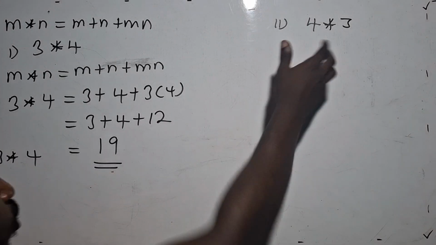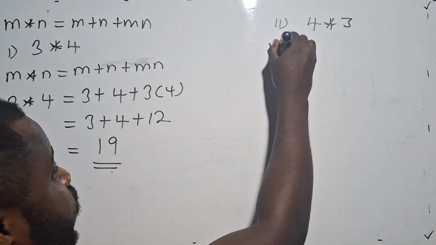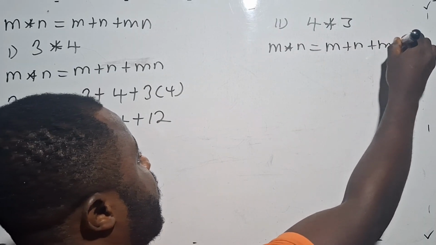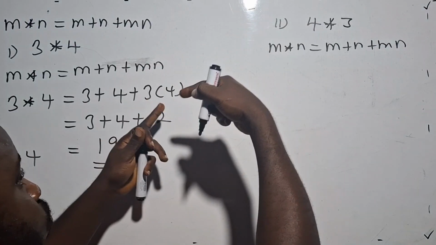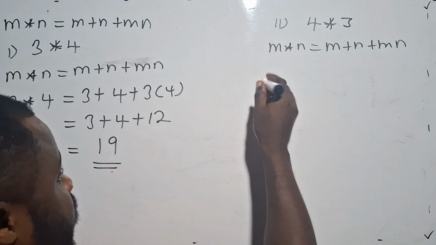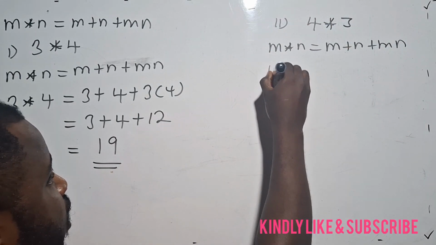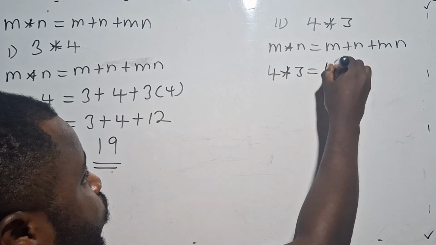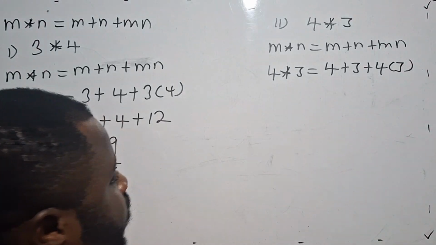So here we have to solve 4 operation 3. I'll quote the operation again. We have m plus n plus mn. Here it's going to change. You see, here was mn, which is 3, 4. So now the m is going to be the 4 and the n is going to be the 3. So I have 4 operation 3, which is equal to 4 plus 3 plus 4 times 3.